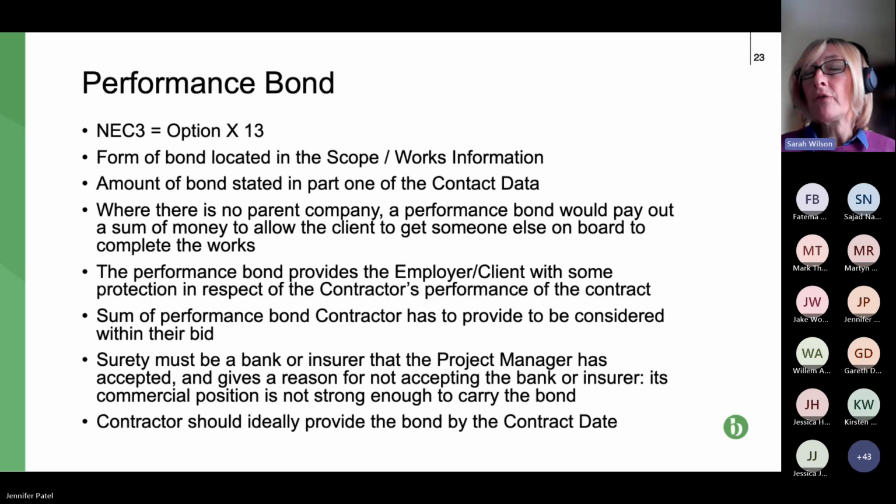Again, as I've said, if you're reviewing your contract before signing and it's deleted, don't assume you're not providing any security. Check the Z clauses, which might provide it in more detail. So in NEC 3, as with all of these others, the form of the bond is appended to the scope of the works information. The amount is stated in part 1 of the contract data. For a performance bond, the norm is 10% of the contract value.